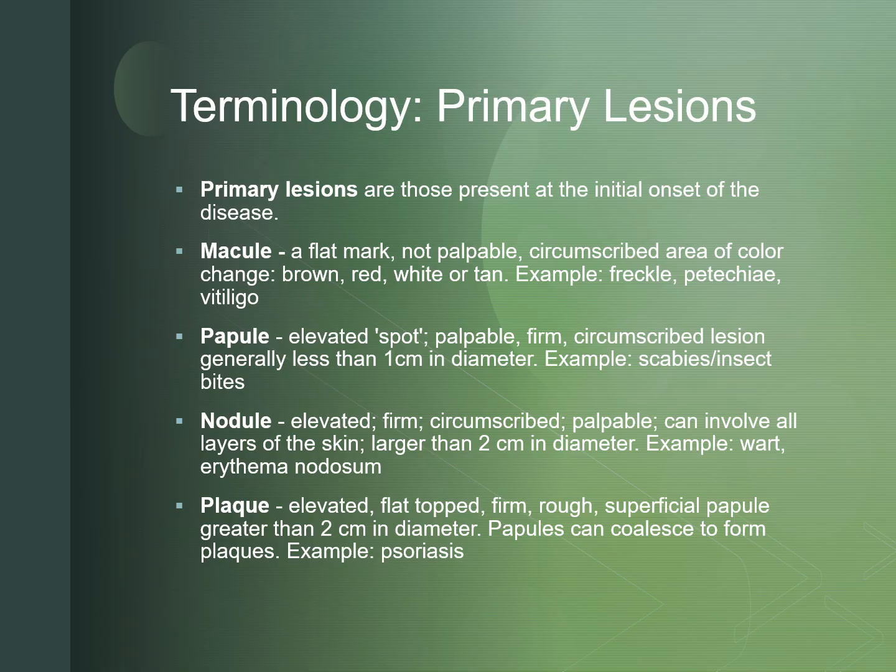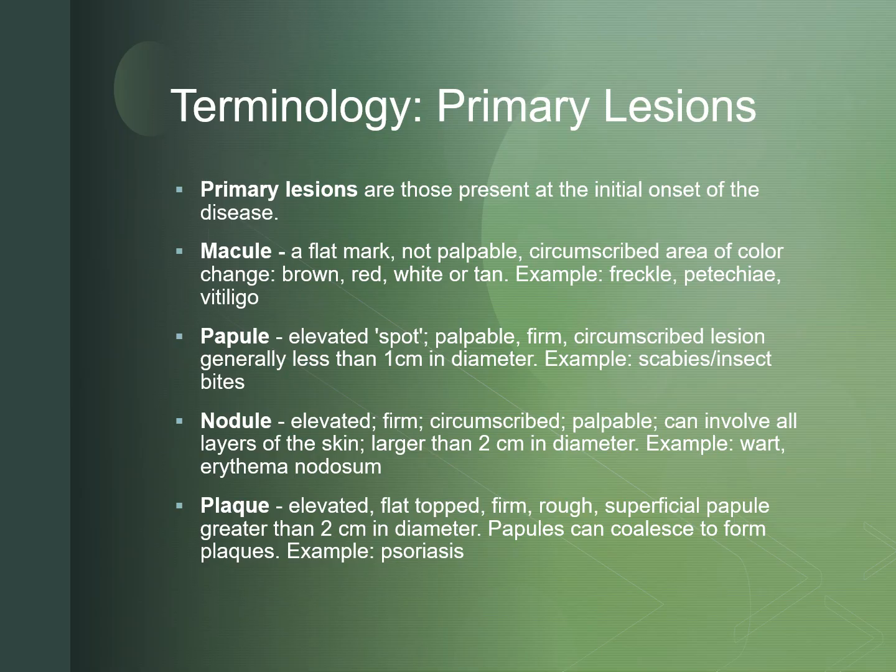It's great. So we have a papule. This is a raised lesion. You can actually feel it. It's firm, usually less than 1 centimeter. Examples of this include insect bites, scabies. This is your classic small bump on the skin. A nodule is like a deeper, larger papule. It's firm, it's palpable, it extends deep into the layers of the skin. It's larger than 2 centimeters. Examples of this, warts, or even erythema nodosum. So we want to think bigger and deeper than a papule.